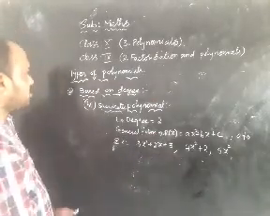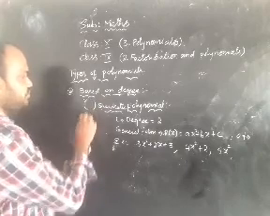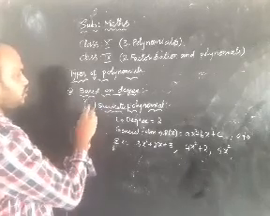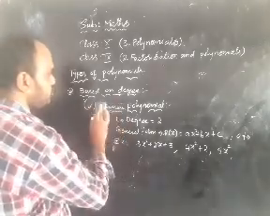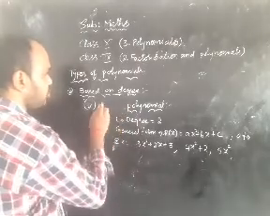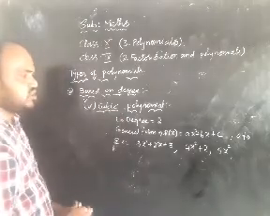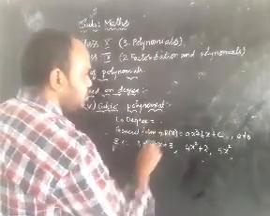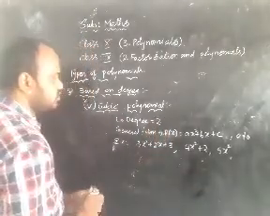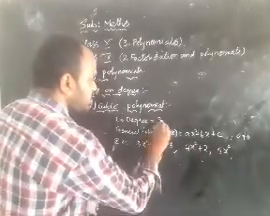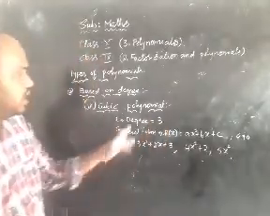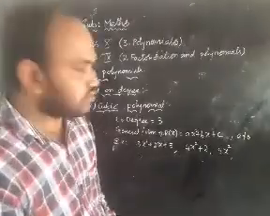Now the fifth type is cubic polynomial. So its highest degree will be 2 here. Sorry, highest degree will be 3 here. In cubic polynomial, the highest degree will be 3.